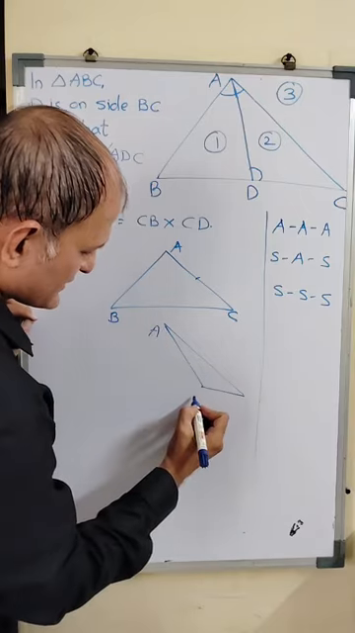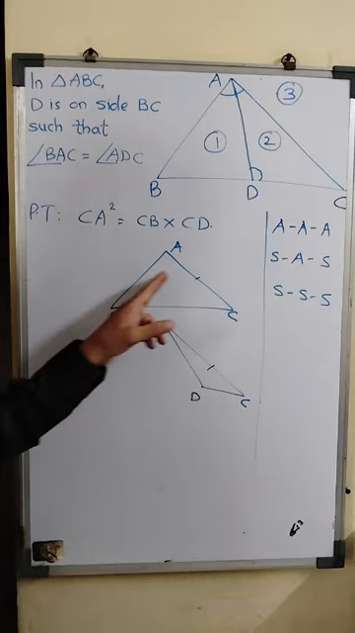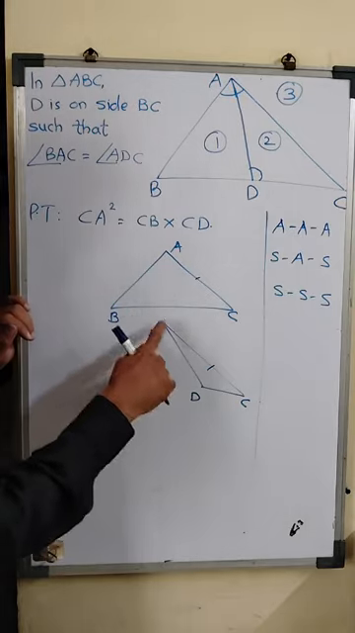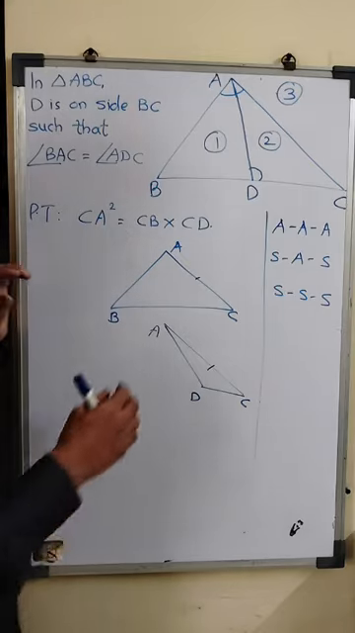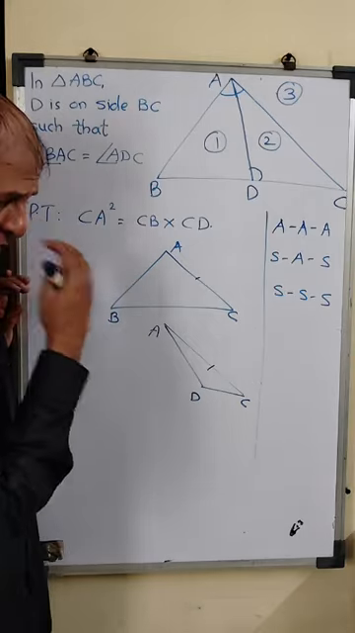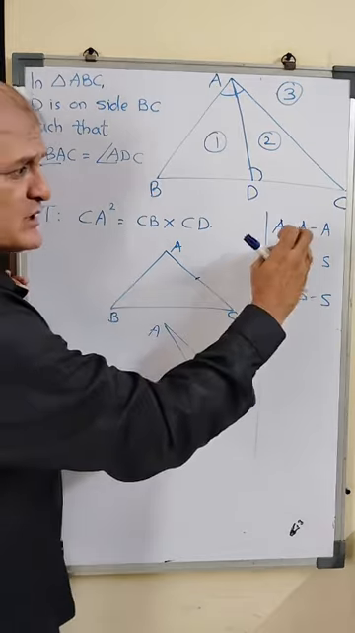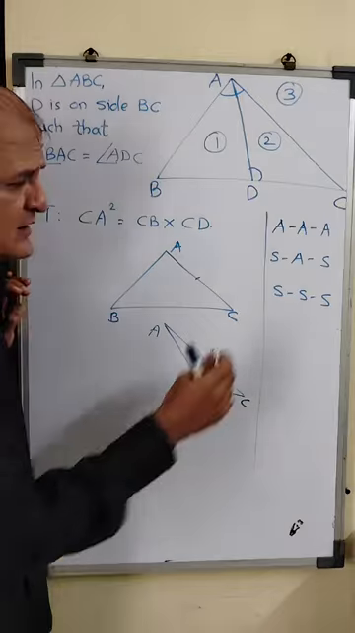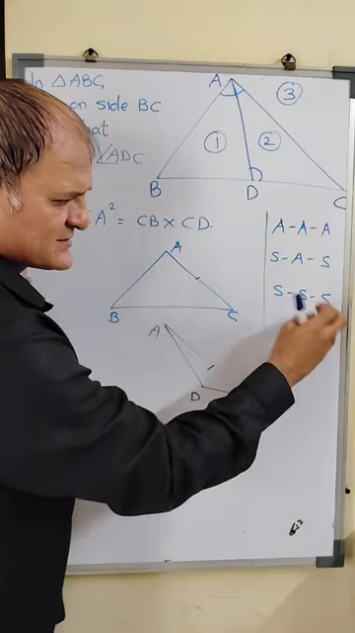And if you look at triangle ADC, this is A, this is D, and this is C. So this AC is in the whole triangle ABC, and it is also there in triangle ADC. To prove this statement, we have to prove that these two triangles are similar. It can be through AAA, SAS or SSS.